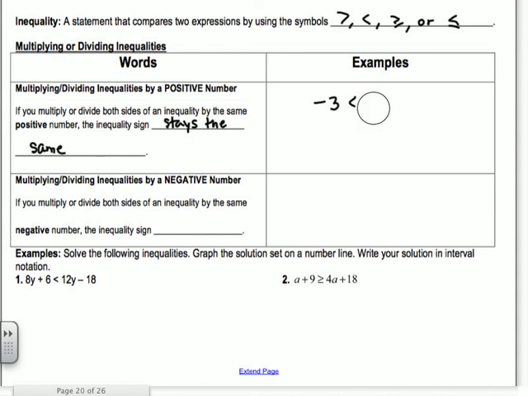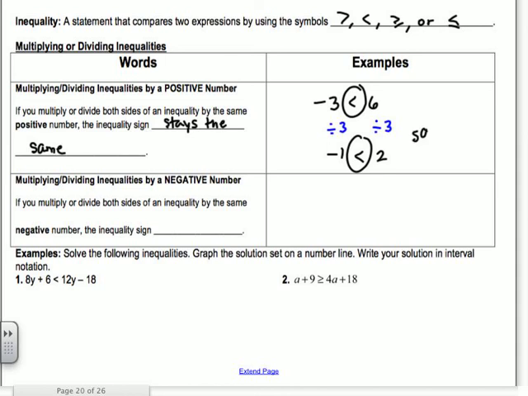What if I divide both sides by 3? -3 divided by 3 is -1. 6 divided by 3 is 2. How's the inequality sign go? Less than, right? -1 is less than 2 still. So see how the inequality sign stays the same. You had less than, you still have less than. This was the same.